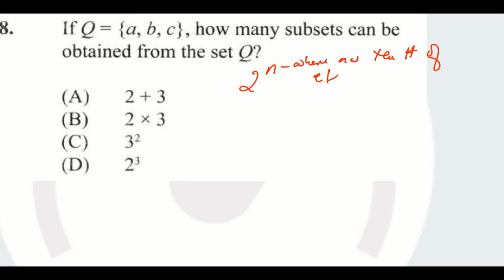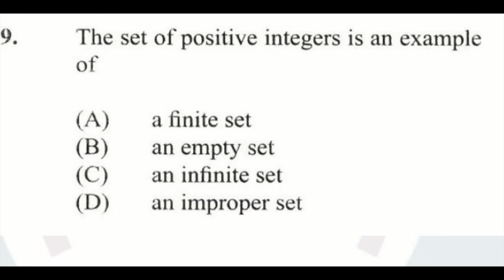Alright? So how many elements are in this set? In this set we have 1, 2, 3 elements. So it's 2 to the 3rd power. And that matches D.